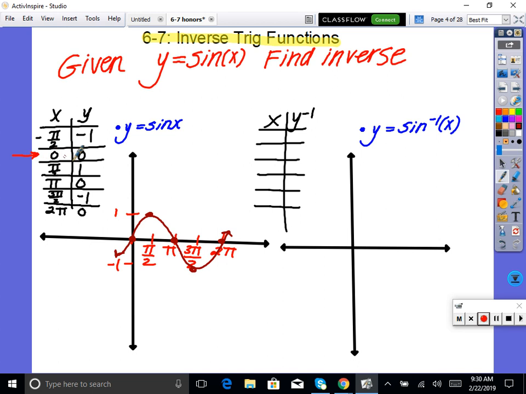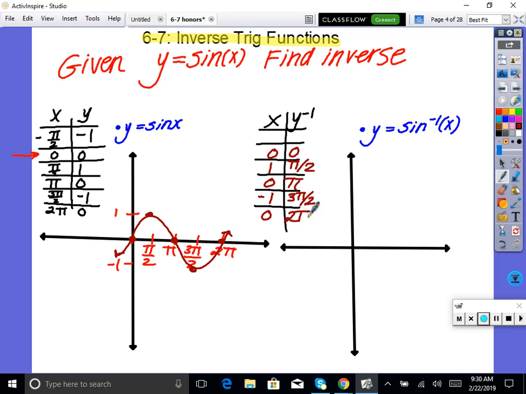So let's start here. Switching 0, 0 would be still 0, 0. Switching 1, pi halves. Then we would switch 0, pi. Then we would be switching -1, 3 pi halves. And then 0, 2 pi.